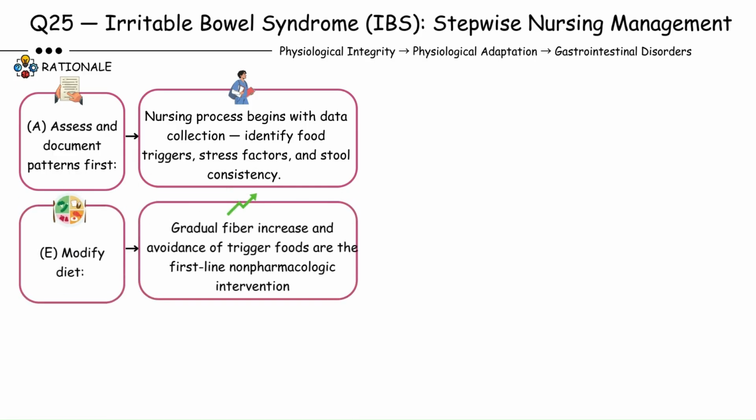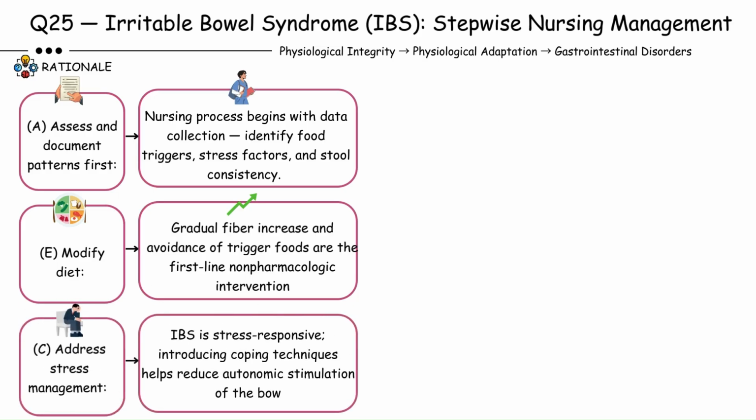Step 2. Initiate dietary modifications. Once you know the pattern, the first-line intervention for IBS is dietary change. That means increasing fiber gradually to avoid making gas and bloating worse, and avoiding trigger foods, caffeine, fatty or fried foods, certain dairy products, gas-forming foods, and sugar alcohols like sorbitol. Diet and fluid management are always your first big lever.